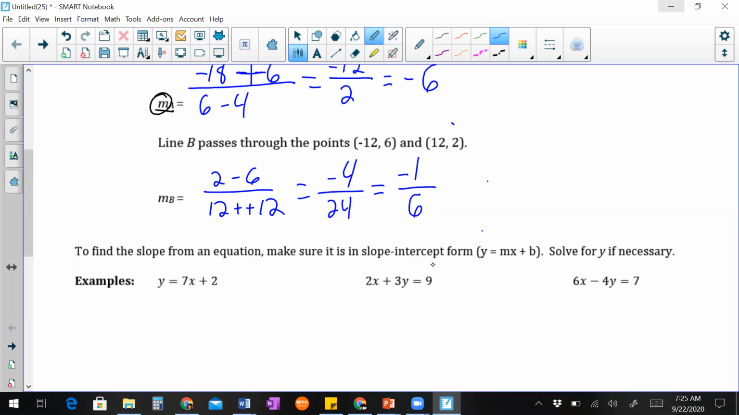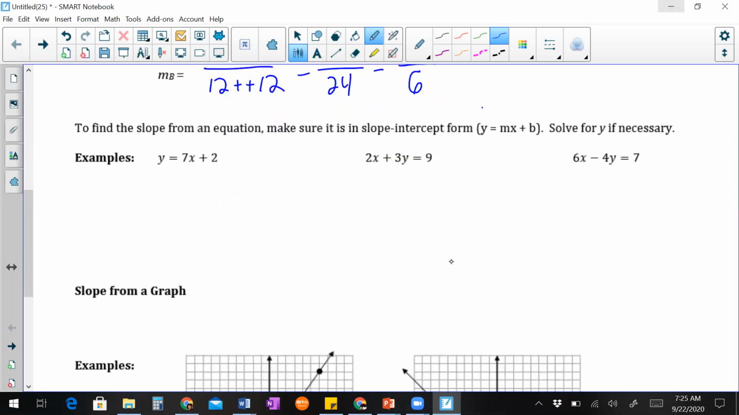All right. So to find the slope from the equation, make sure that it's in slope-intercept form, remembering that slope-intercept form is y equals mx plus b. M right here is the same m as from up here. M means slope. In order for it to be in slope-intercept form, you may have to solve for y. Look at this equation and this equation. You see a y is not by itself?